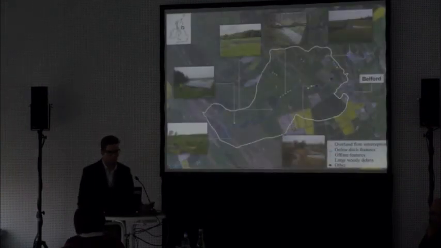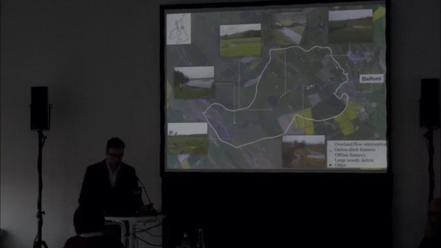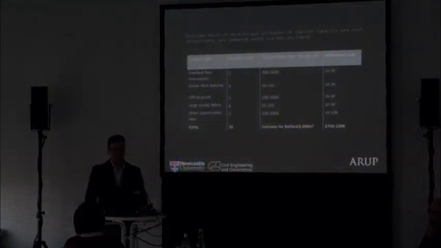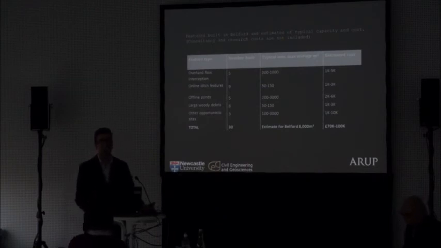And here's just an idea of where those features were placed in the Belford catchment. If anyone's really interested in that, I'll show them a bit later, just in the interest of time. These features weren't expensive to construct. Typically, they'd cost between £1,000 and £5,000. The soil bunds were the cheapest, and some of the more opportunistic, innovative structures like the timber would cost a lot more. But we estimated that the construction cost of 8,000 cubic metres of water storage could be done for £7,000.